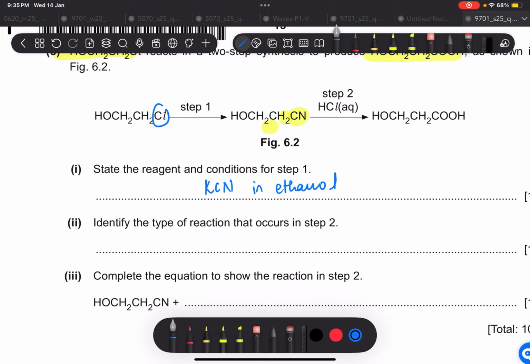Identify the type of reaction that occurs in step 2. Acidic hydrolysis. Simple. This part is being converted into an acid. So this is basically acid hydrolysis. That can happen with a nitrile if you add acid to it.